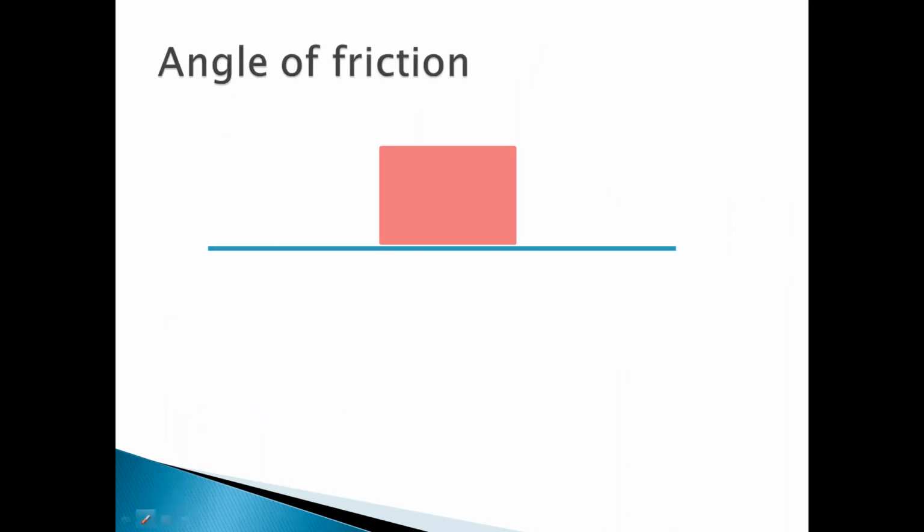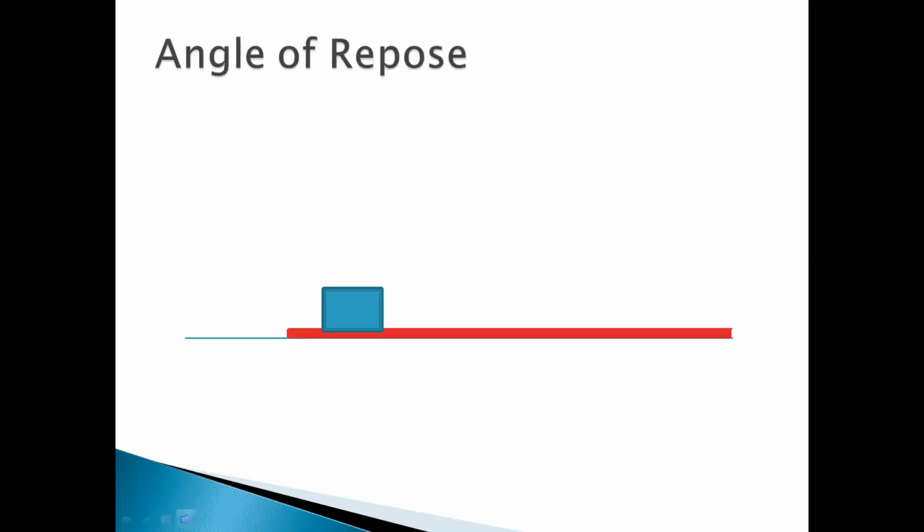Okay, so next definition is, we have the angle of friction and angle of repose. So let us see what is the meaning of angle of friction. It is the angle made by the resultant of the limiting frictional force, which is F max, and the normal reaction N with the normal reaction.